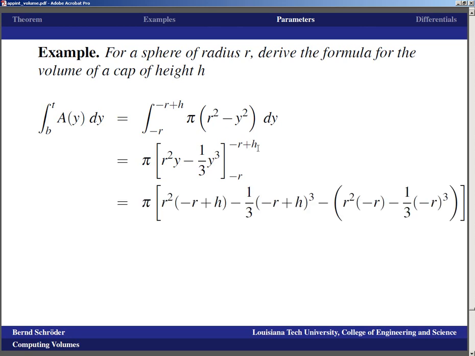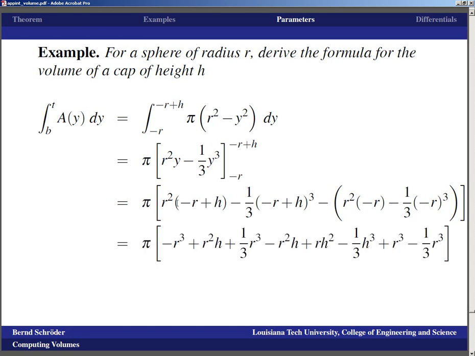We plug everything in, and you just want to do that step by step. So we keep the pi on the outside, have a big set of parentheses. We plug in negative r plus h for y, twice. We plug in negative r for y, and we plug in negative r for y here. And now we just start simplifying. And so we would get pi times negative r cubed plus r squared h right here.